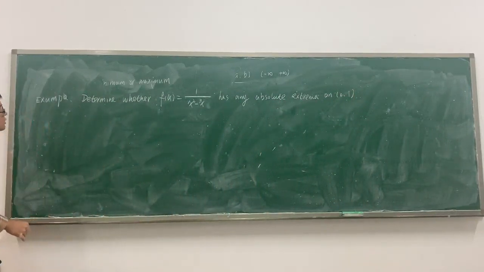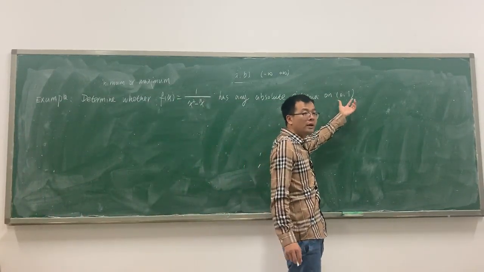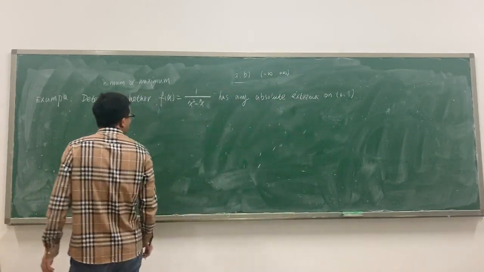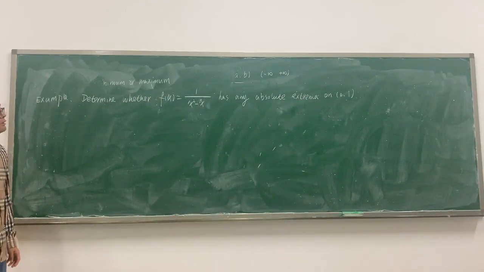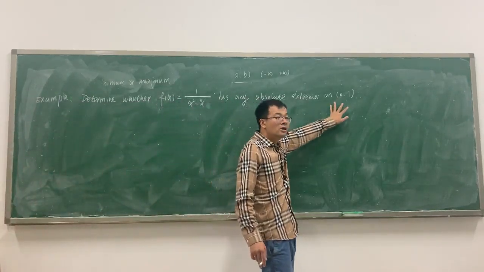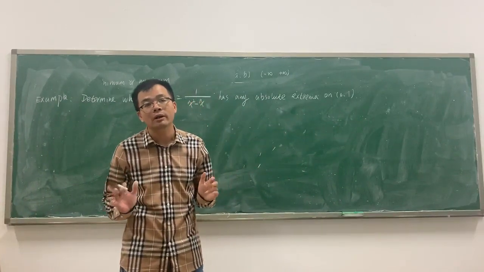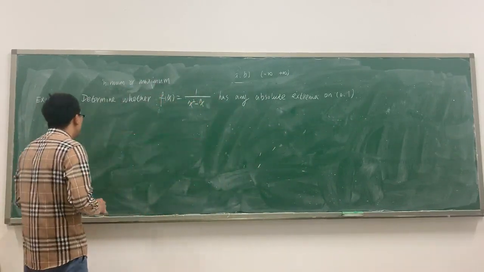Now let's see the example. Determine whether f(x) equal to 1 over x squared minus x has any absolute extrema on the interval 0 to 1. So for this function, here is a function on an open interval. So now we need to see the left limit and the right limit.